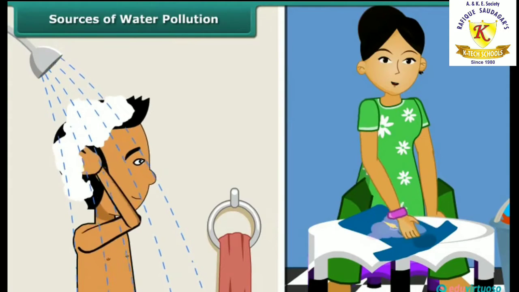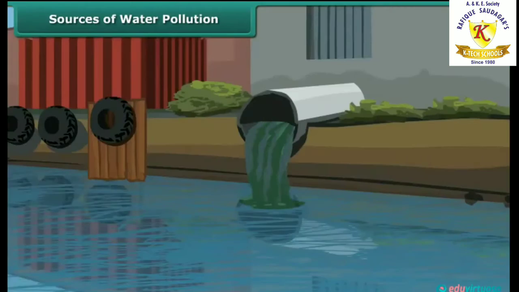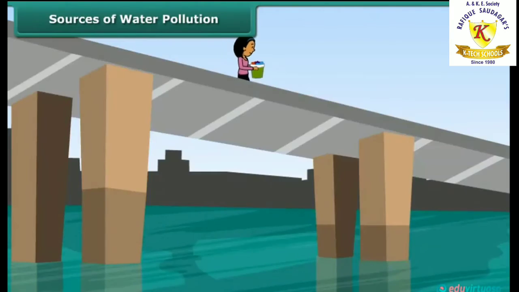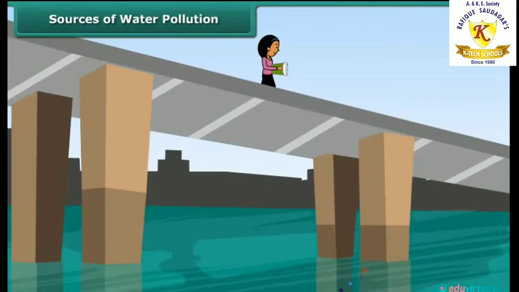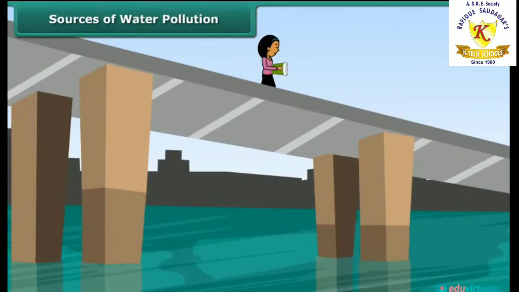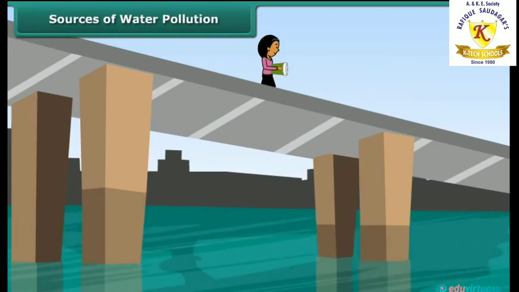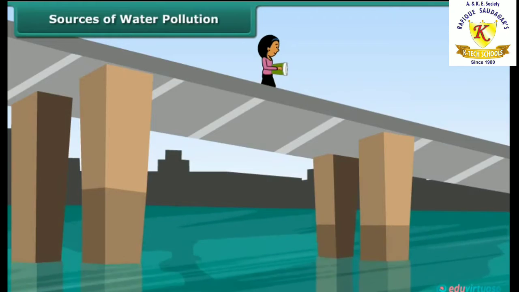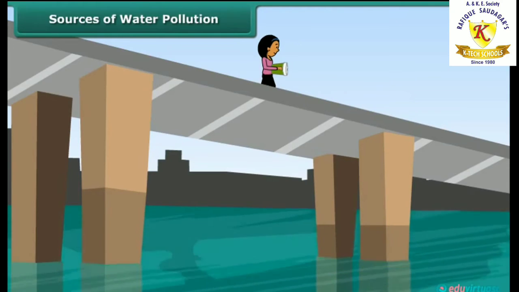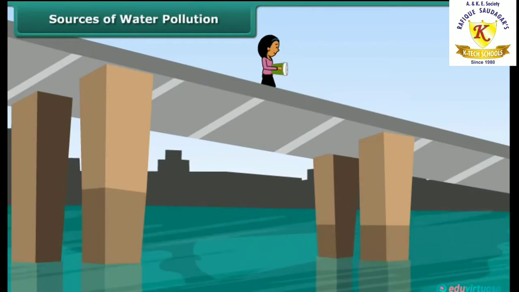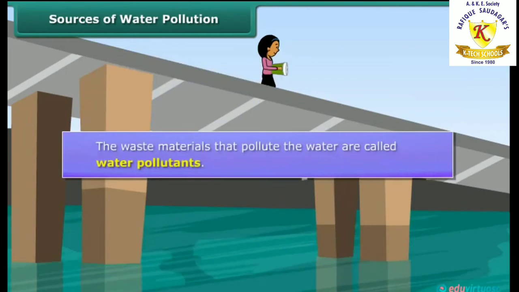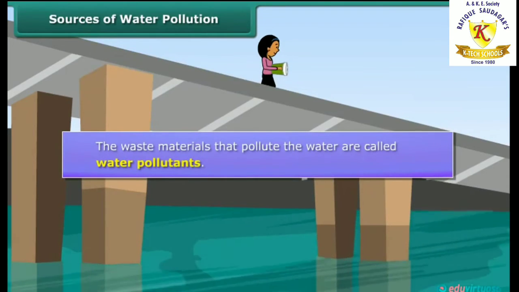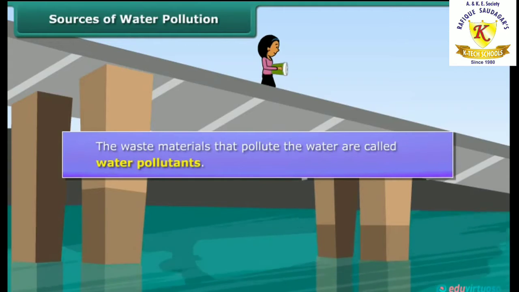Also, people bathe, wash clothes, and defecate into the rivers and ponds. They also throw garbage and non-biodegradable polythene bags in the river. Many rivers have become dead due to a high level of pollution, and aquatic life cannot survive in them. The waste materials that pollute the water are called water pollutants.